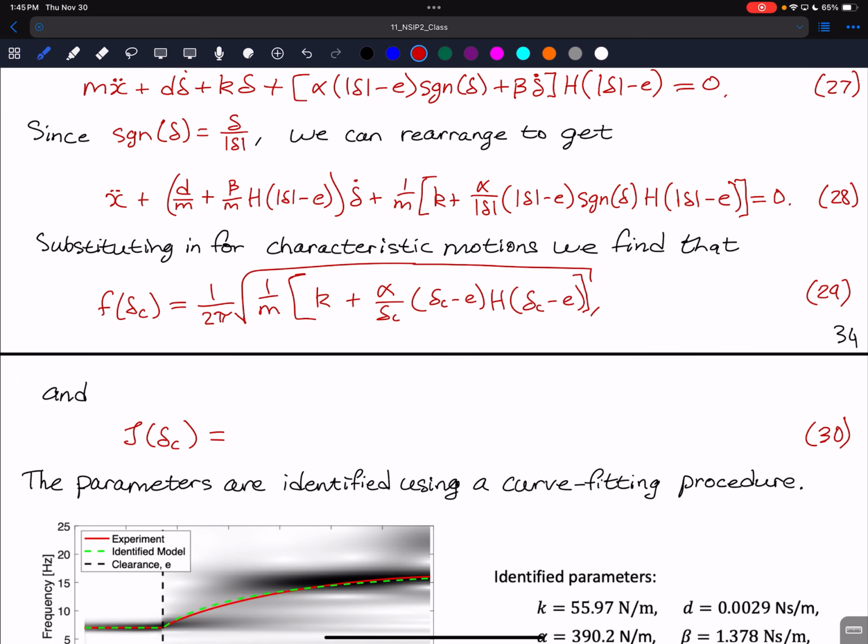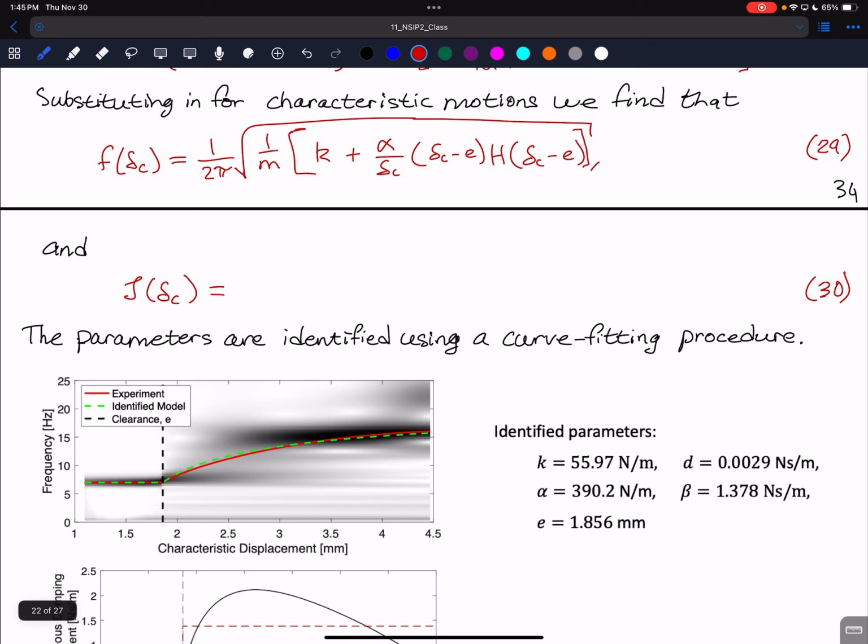Lastly, the damping term is going to be 1 over 2m times d plus beta times the Heaviside function of delta c minus e. So one thing to point out is that the 0.85s canceled above, and inside the Heaviside function, the 0.85 doesn't matter because you applied it to both the characteristic displacement and to the clearance as well, and then it doesn't matter just based on how the Heaviside function works.